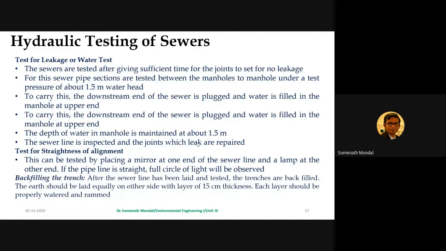Any obstruction present in the pipe can also be tested by inserting, at the upper end of the sewer, a smooth ball of diameter 13 mm less than the internal diameter of the sewer pipe. Fine. If you have a smooth ball and you insert it in the upper end, it will directly roll to the bottom end.